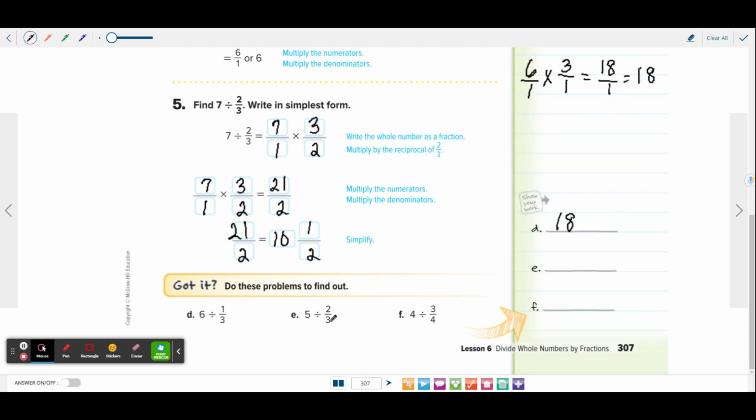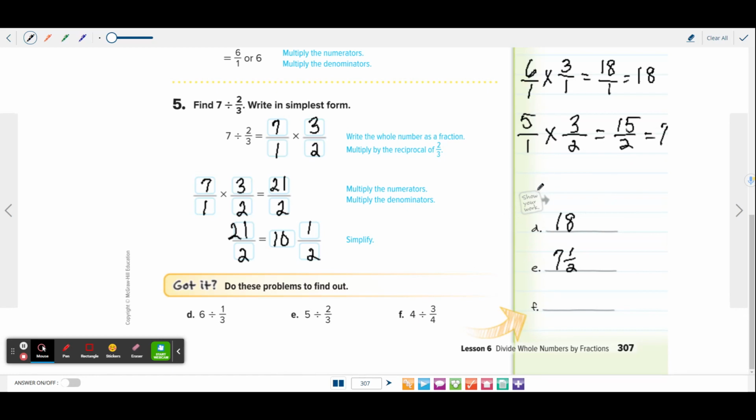Now for E, the whole number is 5. We're going to make it 5 over 1. We're going to change the sign to multiply. And for 2/3, we're going to find the reciprocal, which is 3 over 2. That's the flip. And multiply. 5 times 3 is 15. 1 times 2 is 2. 2 goes into 15 7 times, which is 14. Uh-oh, I ran out of room. And we would have 1/2 left over. So 7 and 1/2 for that.